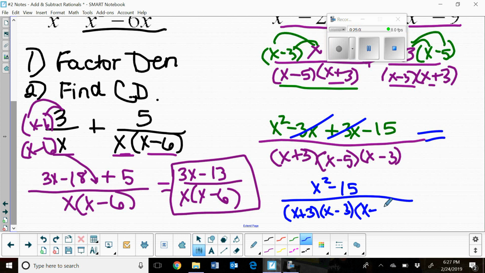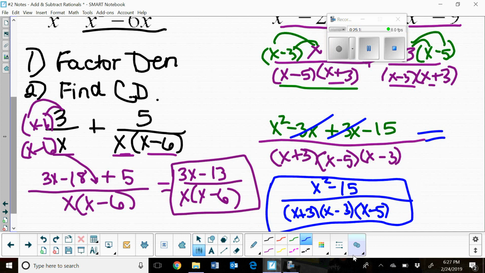Now I changed the order of that. You don't have to. You can just keep the same order. The order doesn't matter because it's a product. My numerator will not factor because 15 is not a perfect square. So guess what? I am done. There is my final answer.